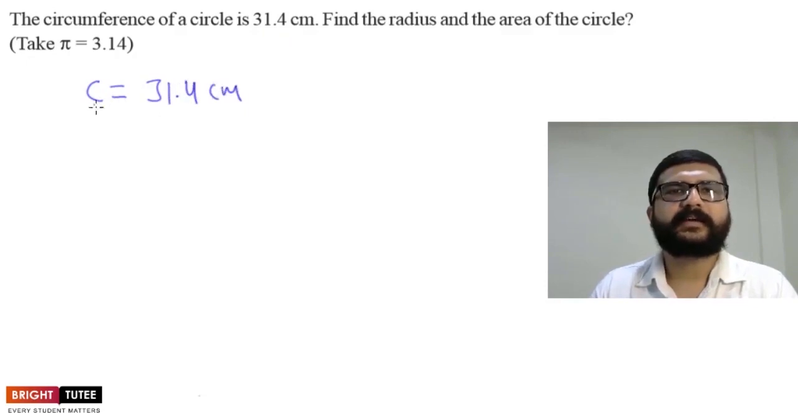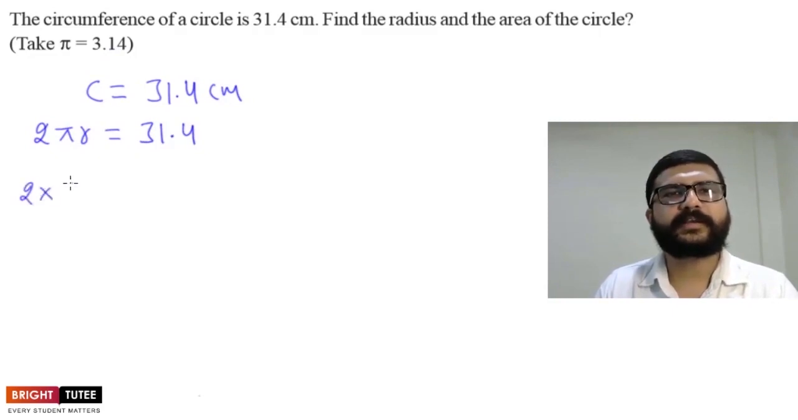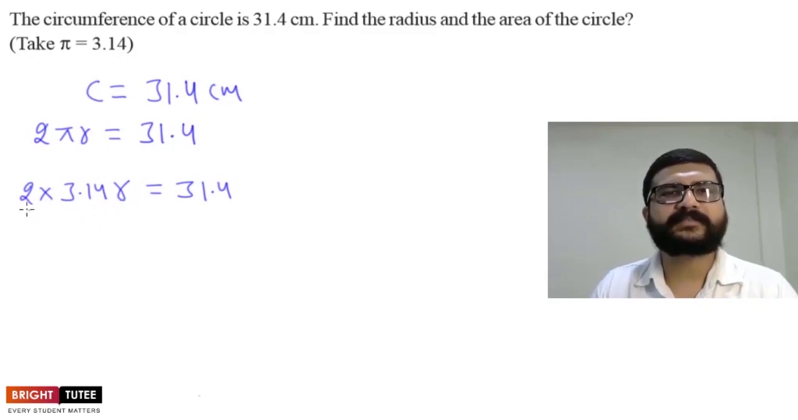31.4 centimeters. Now how do we find circumference? We have one formula for it, and it is 2 pi r. 2 pi r is equal to 31.4, and the value of pi we have to use as 3.14. So it will be 2 into 3.14 into radius, that is r, is equal to 31.4. Now to get the value of r from here, let's transpose 2 into 3.14.